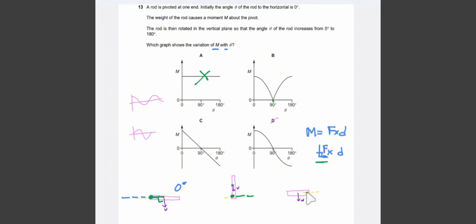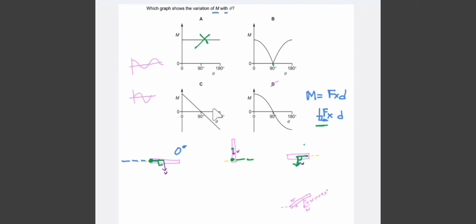Then at 180 degrees, that means the rod is at the other end, we can see that there is a perpendicular force with respect to the pivot. There is a perpendicular force and obviously there is some distance from the pivot. Therefore, there is some moment. So in all of these three options, there is some moment. But we need to find which option is correct.